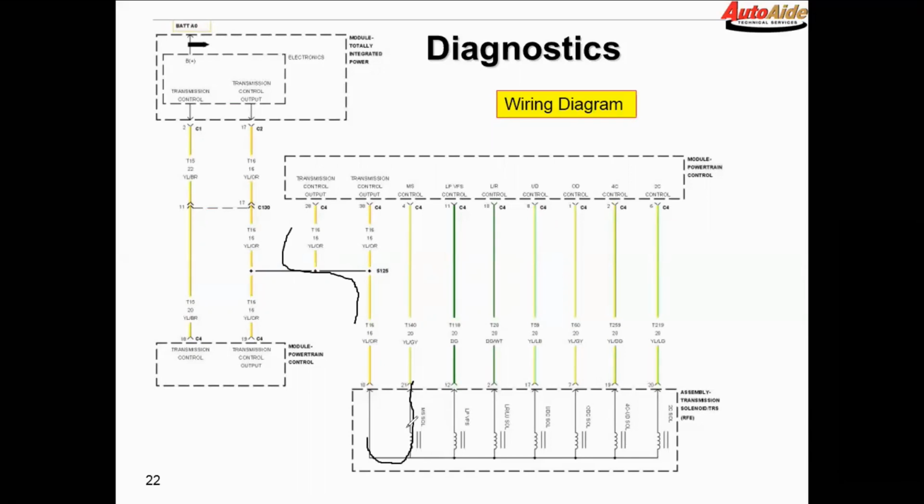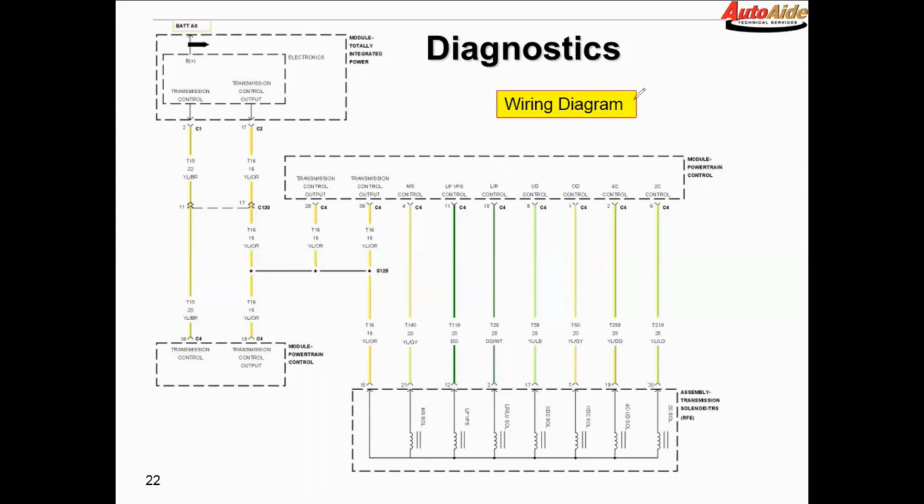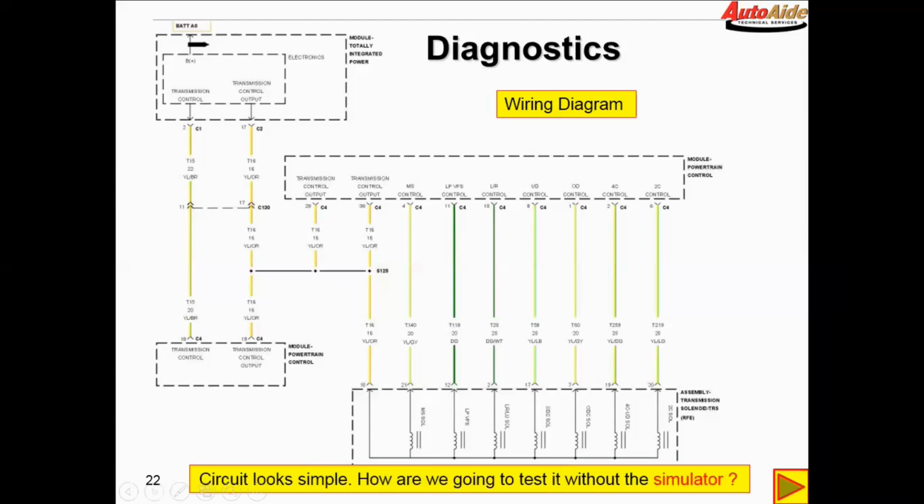However, we really don't have much in the way of information on resistances and that kind of stuff because the manufacturer has a different way of testing these things. Now, the good news here is there's more than one solenoid in this thing, so we can use some of the other solenoids for a comparison. Okay, so it is a simple circuit, but we do not have the simulator to test it. That's not as bad as it sounds.